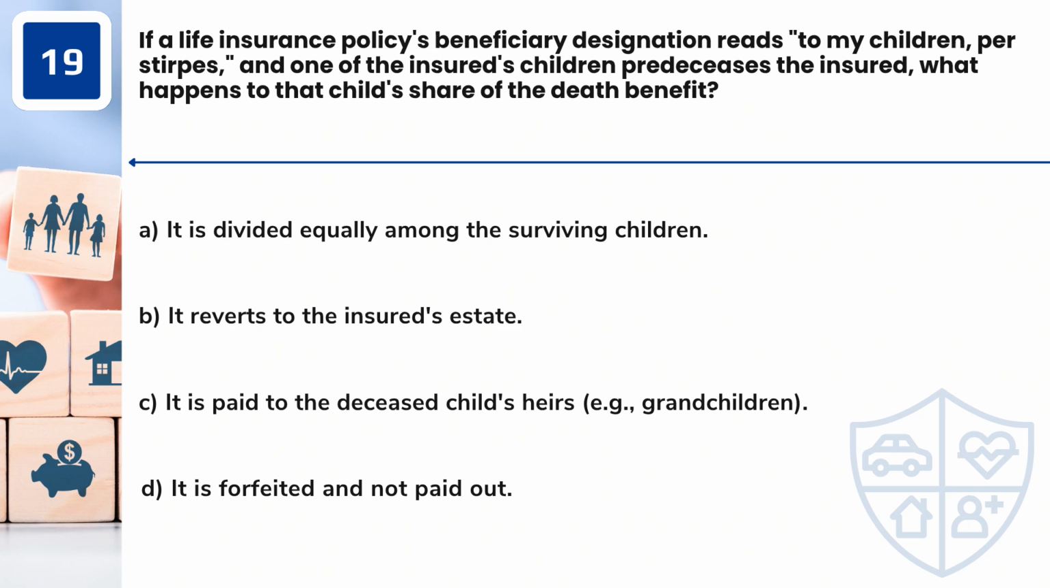Question 19. If a life insurance policy's beneficiary designation reads, "To my children," per stirpes, and one of the insured's children predeceases the insured, what happens to that child's share of the death benefit? A. It is divided equally among the surviving children. B. It reverts to the insured's estate. C. It is paid to the deceased child's heirs, for example grandchildren. D. It is forfeited and not paid out.